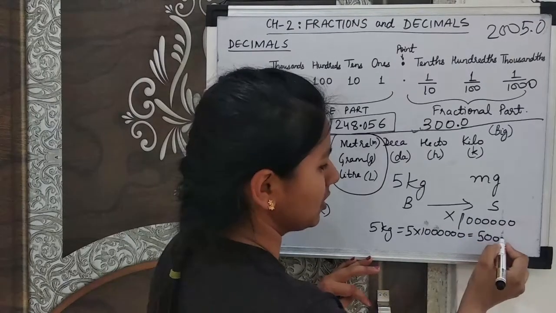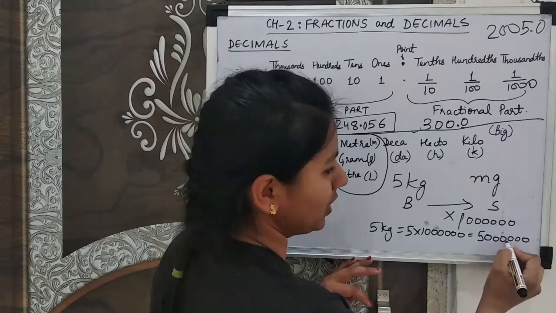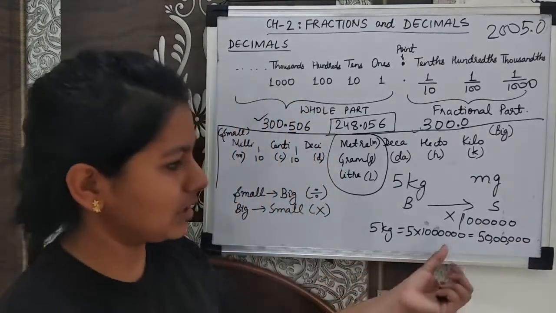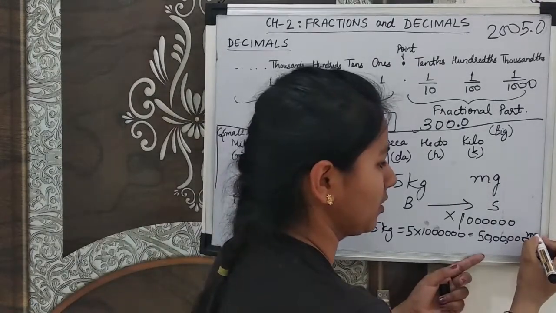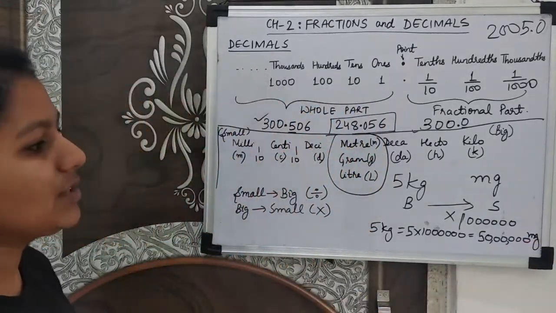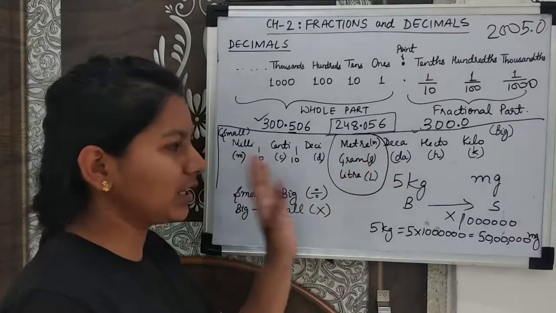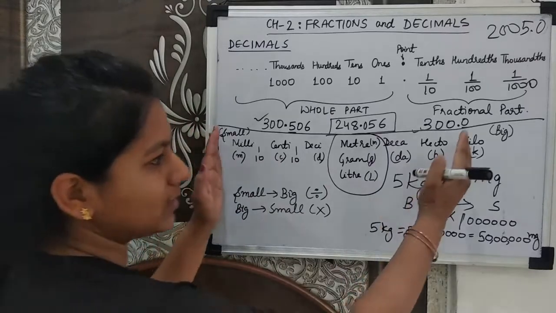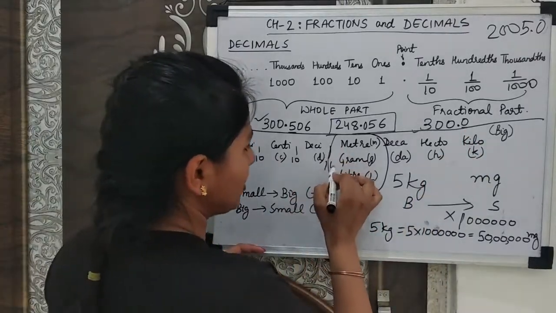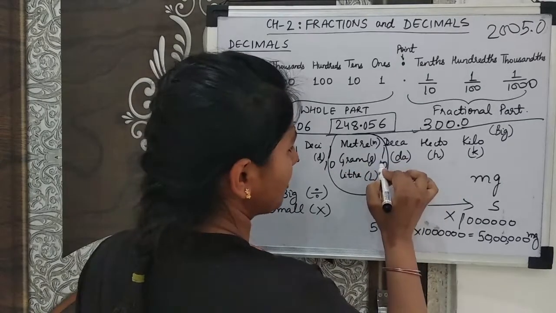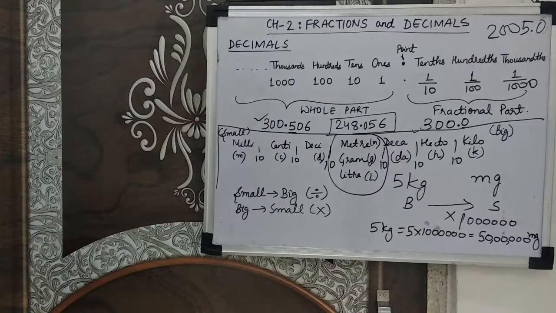that is, when you place commas in it, it's 50 lakh milligram. In this way we can convert any unit to any of the given units just by looking at its position and counting. Each gap is of 10. Okay, so this you have to keep in your mind.